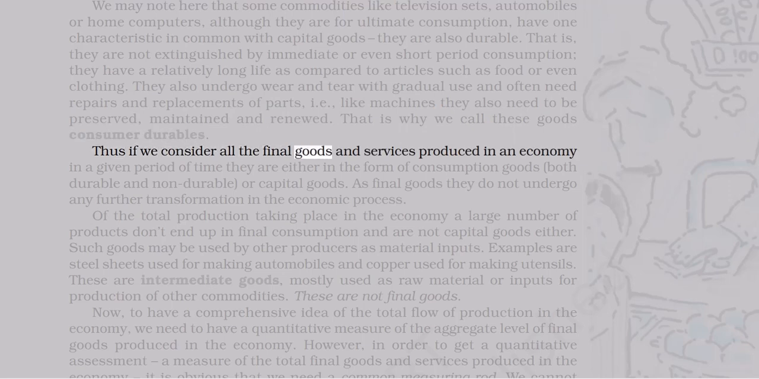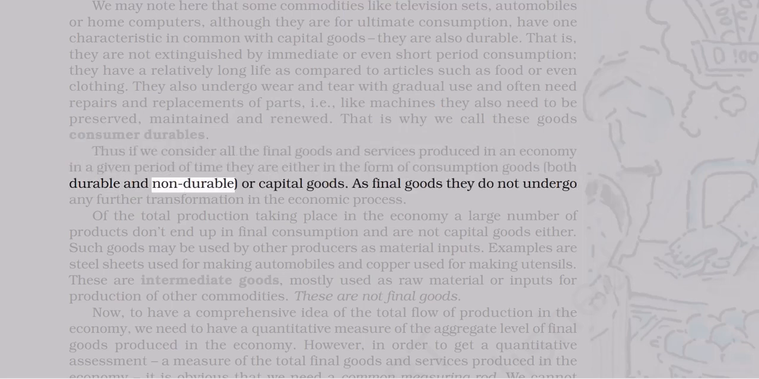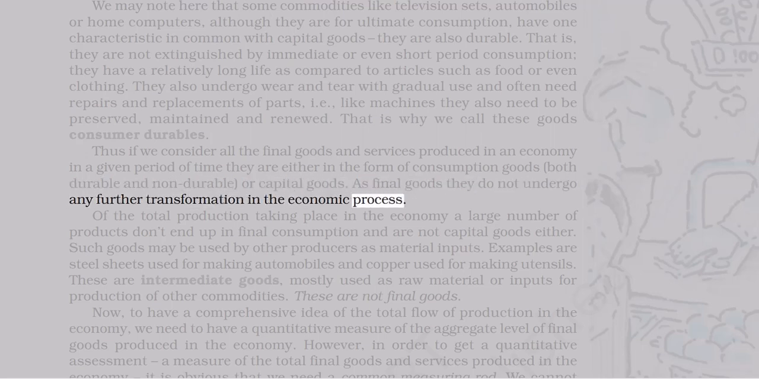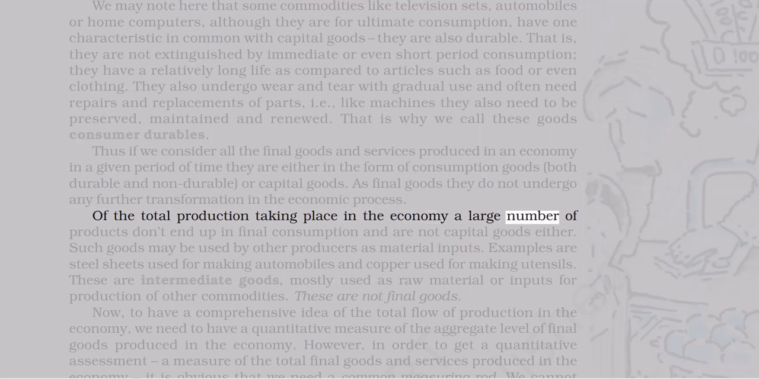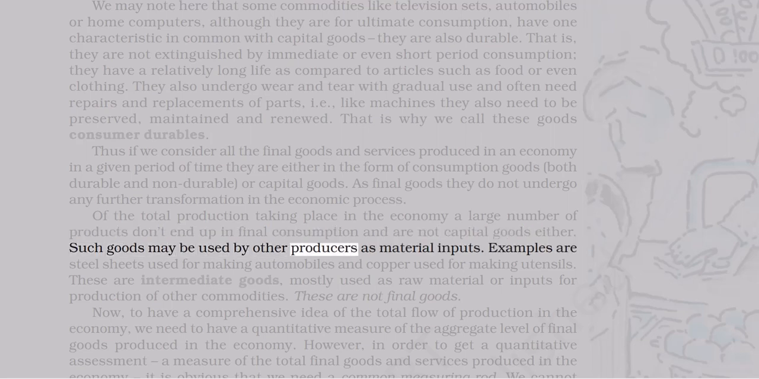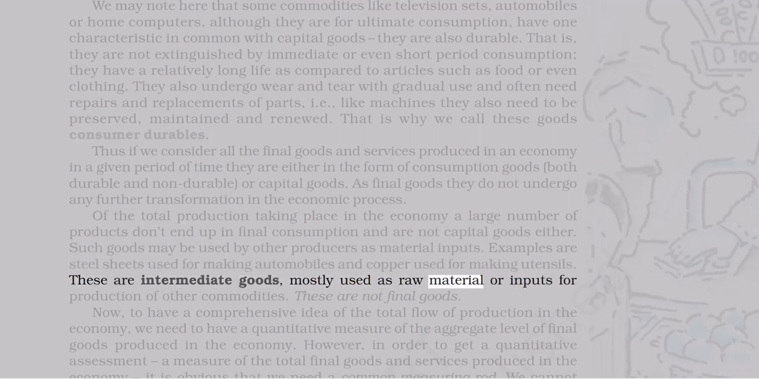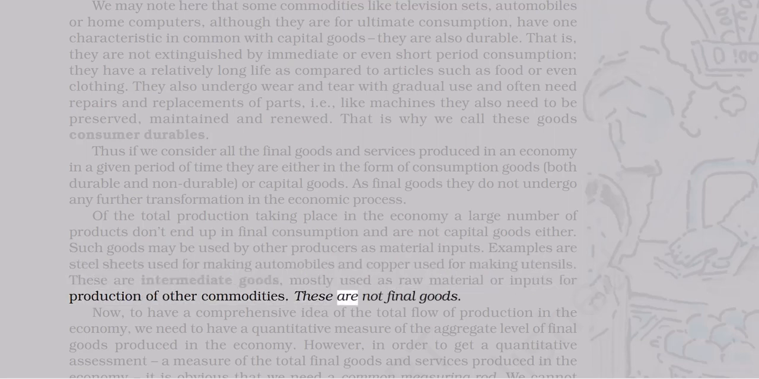Thus, if we consider all the final goods and services produced in an economy in a given period of time, they are either in the form of consumption goods, both durable and non-durable, or capital goods. As final goods, they do not undergo any further transformation in the economic process. Of the total production taking place in the economy, a large number of products don't end up in final consumption and are not capital goods either. Such goods may be used by other producers as material inputs. Examples are steel sheets used for making automobiles and copper used for making utensils. These are intermediate goods, mostly used as raw material or inputs for production of other commodities. These are not final goods.